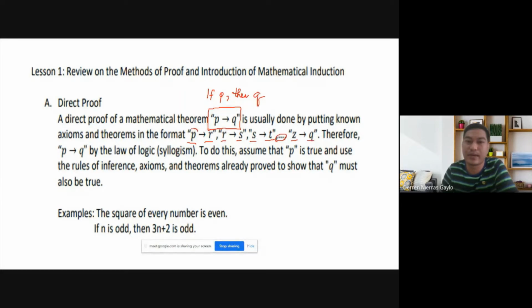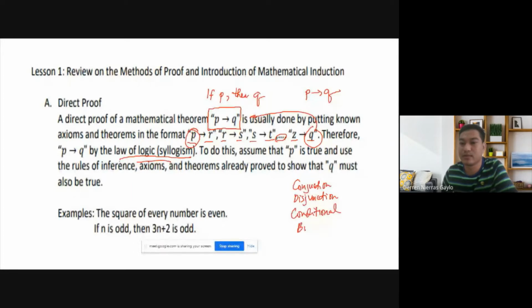So this will be our next partner, si P then si Q. That's why you can have P, Q, no? It's P, then Q. Therefore, it's done by the law of logic or syllogism. You have this in your logic and set theory, so I will not go over that anymore, but you already have that one, no? It's a conditional statement, the if-then, tama? Last time you had conjunction, disjunction, and then you have conditional and biconditional.